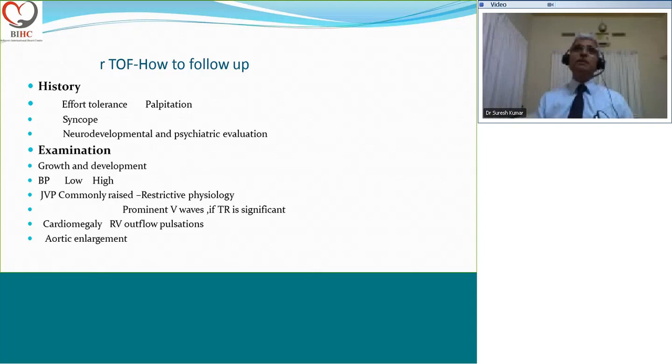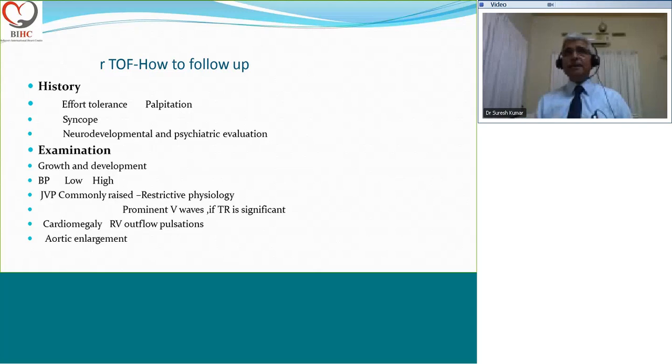You need to see the blood pressure. You're dealing with an adult. A higher blood pressure in the setting that we discussed worsens the cardiac dysfunction. On the other hand, a lower blood pressure may denote a lower cardiac output. If you look at the JVP, it's commonly raised. Remember, the tetralogy of Fallot which is repaired quite often has a restrictive physiology. It's a hypertrophied ventricle. The end diastolic pressure is elevated, and that's reflected as an elevated JVP.